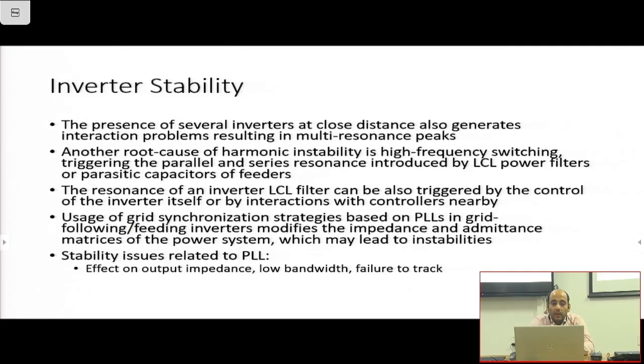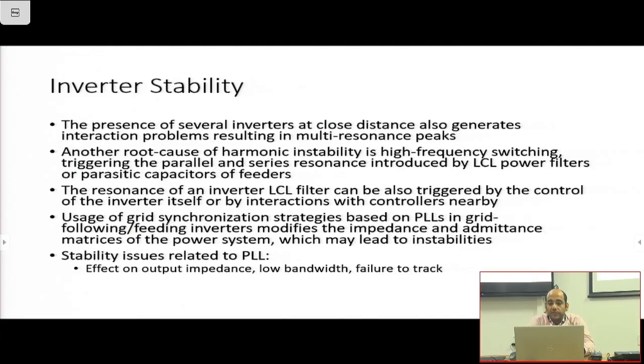Okay. And then the harmonic instability, or high frequency instability, can also arise due to the high frequency switching. There are series and parallel components, there are parasitic components, parasitic capacitors and all. Those LC oscillations can again lead to some high frequency oscillations.